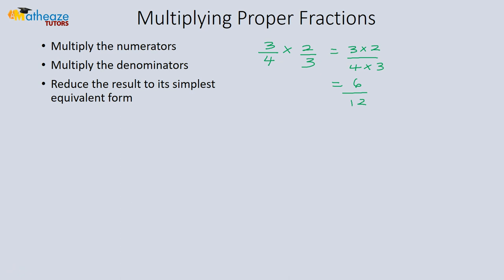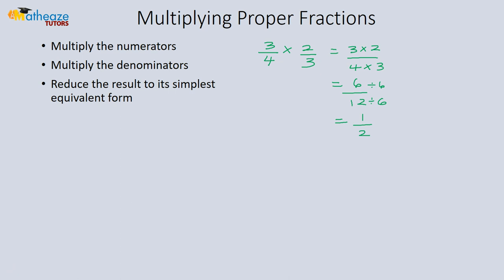To do that, we want to reduce 6 over 12 to simplest form. They share a common factor of 6. So 6 divided by 6 is 1. 12 divided by 6 is 2. So that's the most straightforward way to do it.